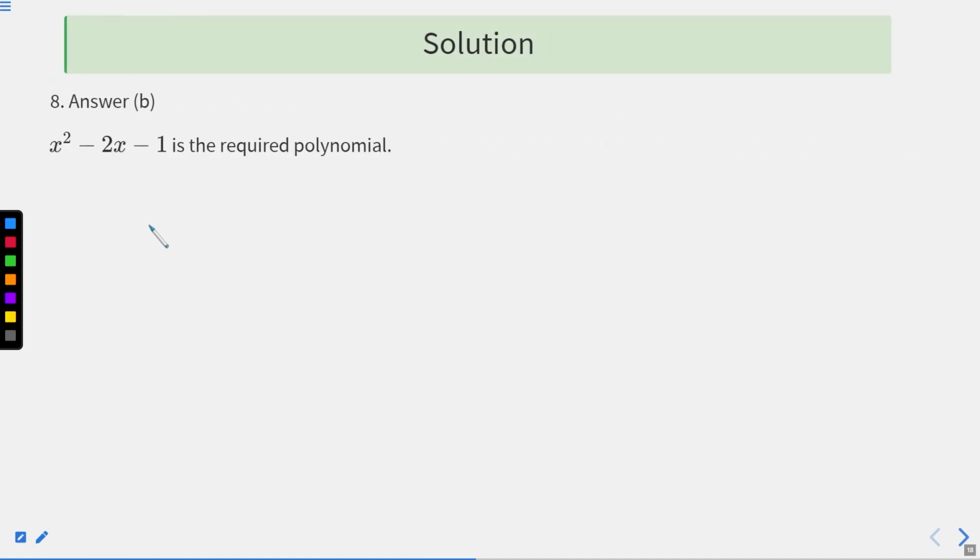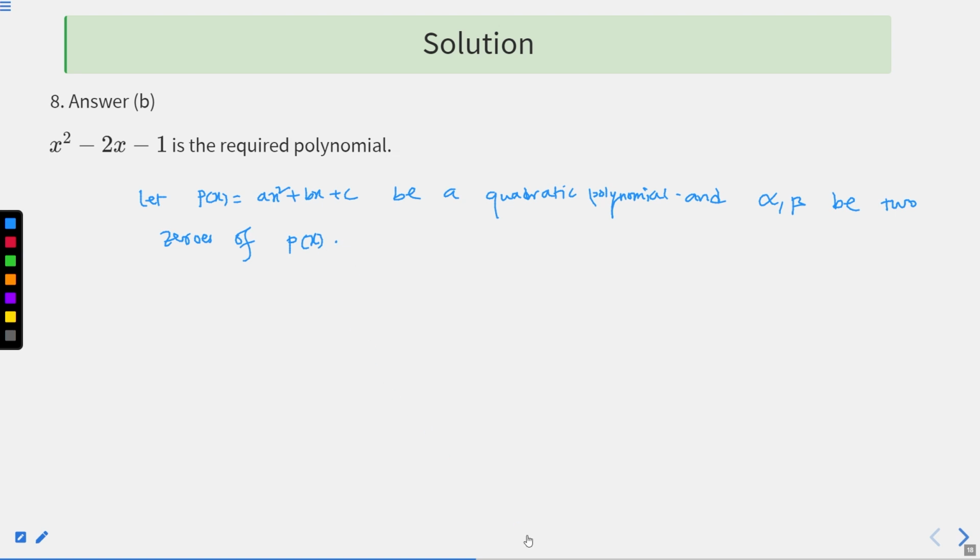So first, let p of x equal to ax square plus bx plus c be a quadratic polynomial, where a, b and c are real numbers and a does not equal 0, and let alpha and beta be the two zeros of p of x.